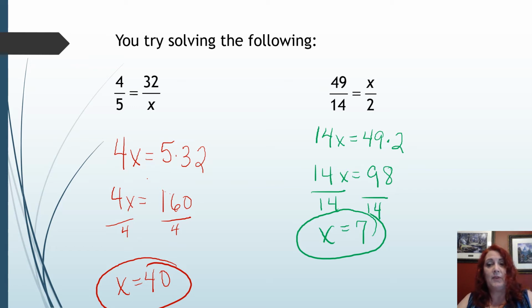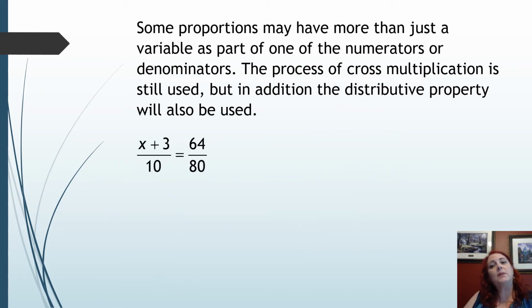So we can step up the difficulty level of this because sometimes the proportions are going to have more than just one variable as part of either the numerator or the denominator. The process of using cross products is still used, but in addition, we're going to use the distributive property. Let's take a look at this example. When I take cross products here, the 80 is being multiplied by the x plus 3, and the other one is 64 times 10.